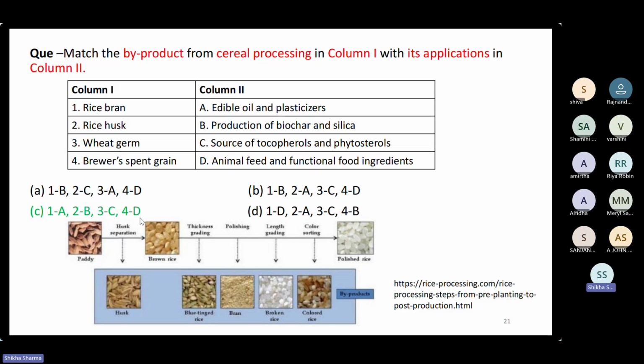So when we are processing the paddy to the polished rice, we can have different stages like husk separation. So we can get the byproduct from paddy to get brown rice. There is the separation of husk, so husk as a byproduct we can get. Then from brown rice to get the polished rice, there are different stages.